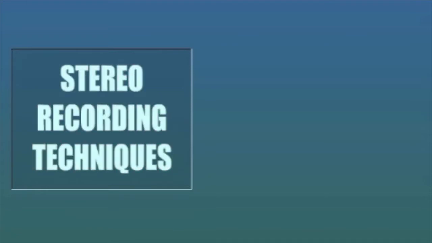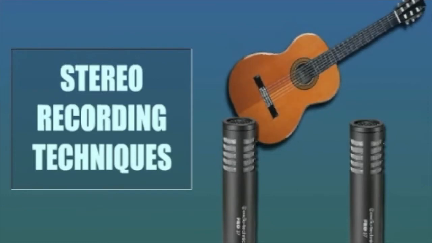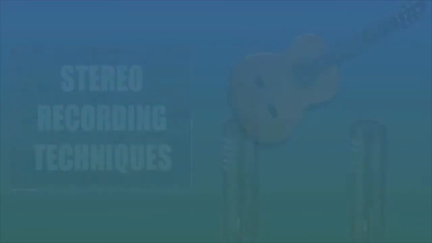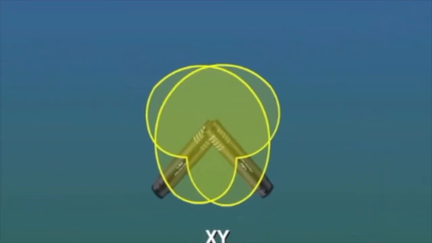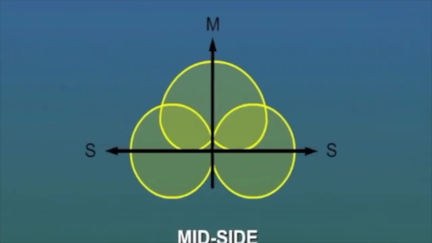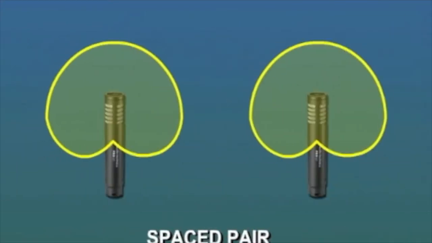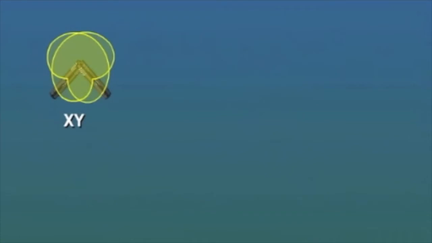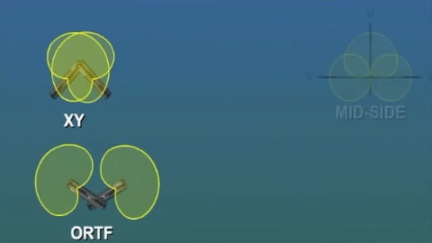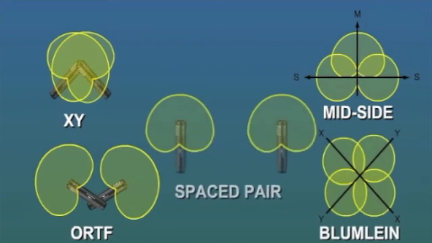Stereo recording techniques are used when a matched pair of microphones is available to capture a sound source. These techniques include the XY, ORTF, mid-side, Blumlein, and the spaced pair. There are specific guidelines for each of these techniques to achieve the desired results. Each has a different result, and experimentation is encouraged to discover preference.